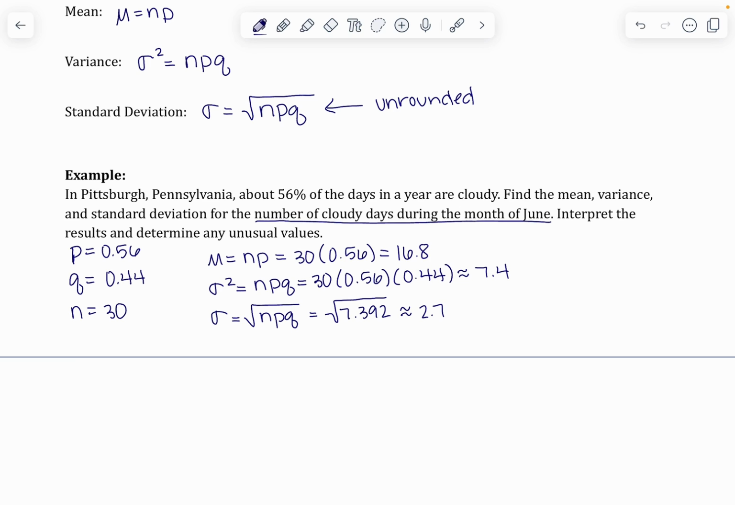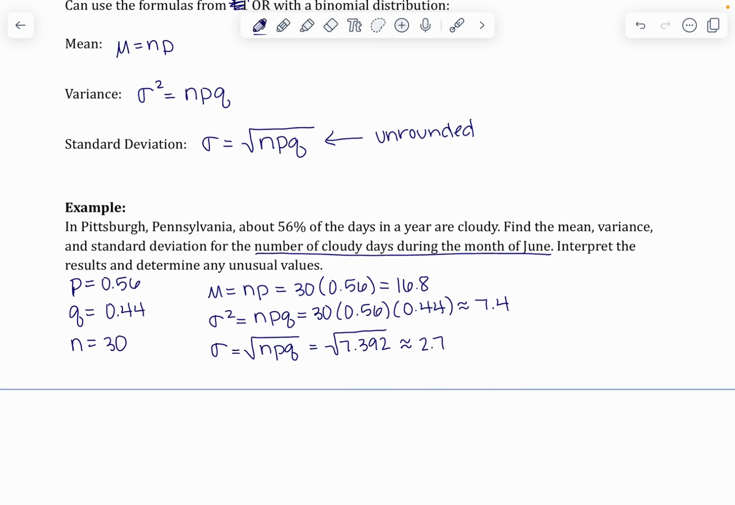Okay, so our mean, our variance, and our standard deviation, other than the fact that it's a new formula, are easier to find when you have a binomial distribution than a probability distribution table where we had to multiply our columns together.